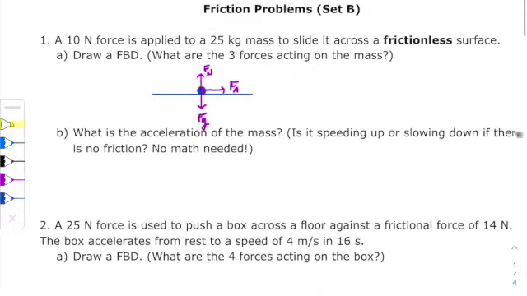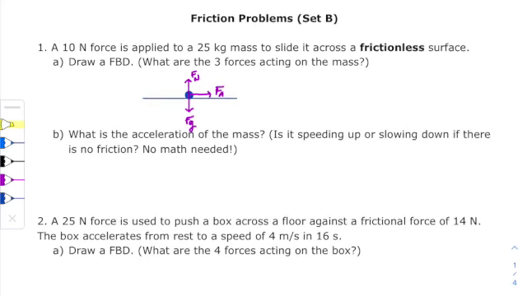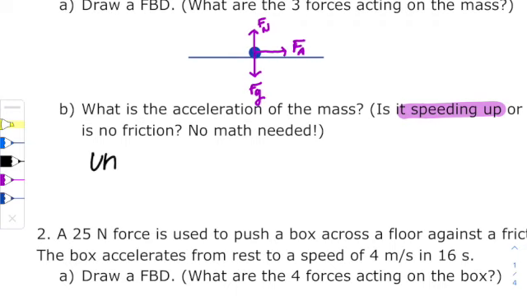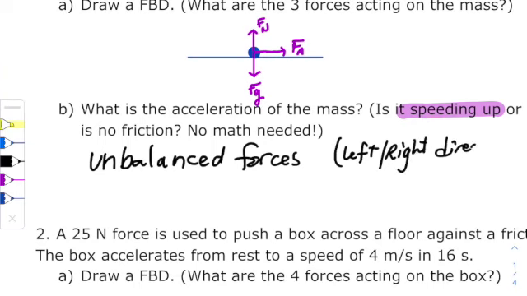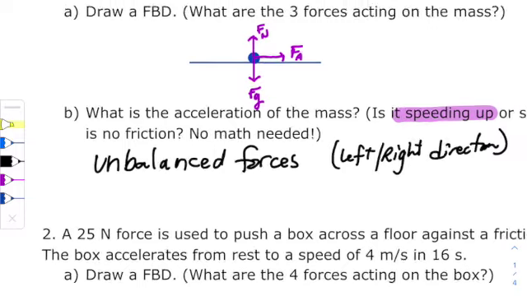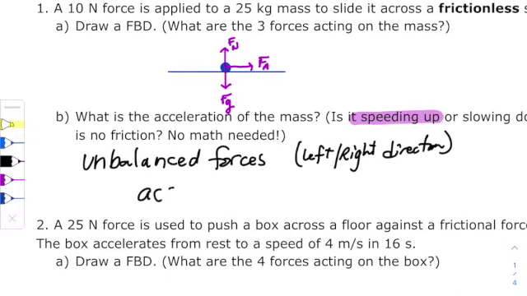What is the acceleration of the mass? Is it speeding up, slowing down? If there's no friction, no math needed. Well, if there's no friction, then we are going to be speeding up, and the reason is we have unbalanced forces in the left-right direction, and anytime you have unbalanced forces, you have an acceleration, and in this case we're speeding up.